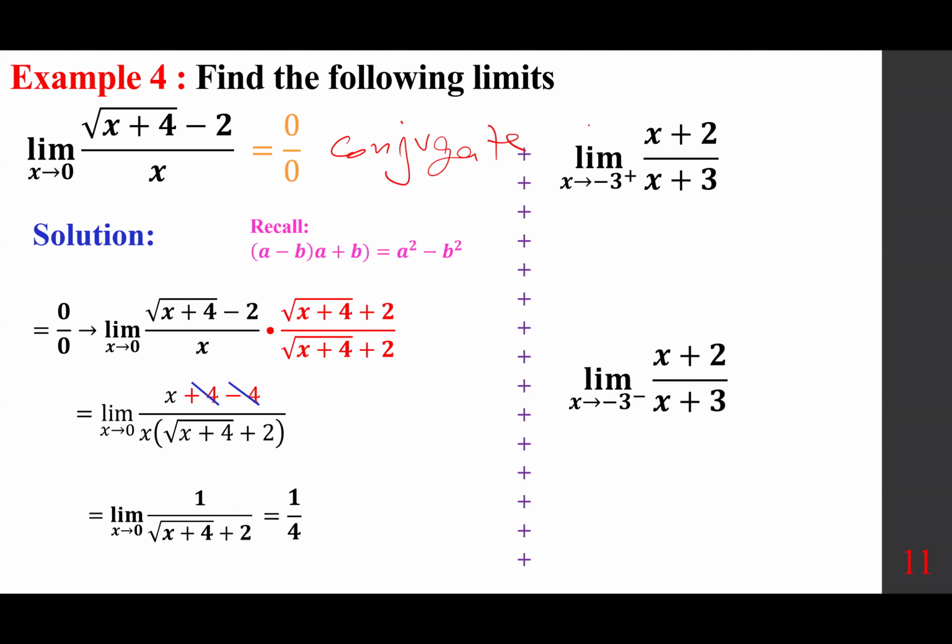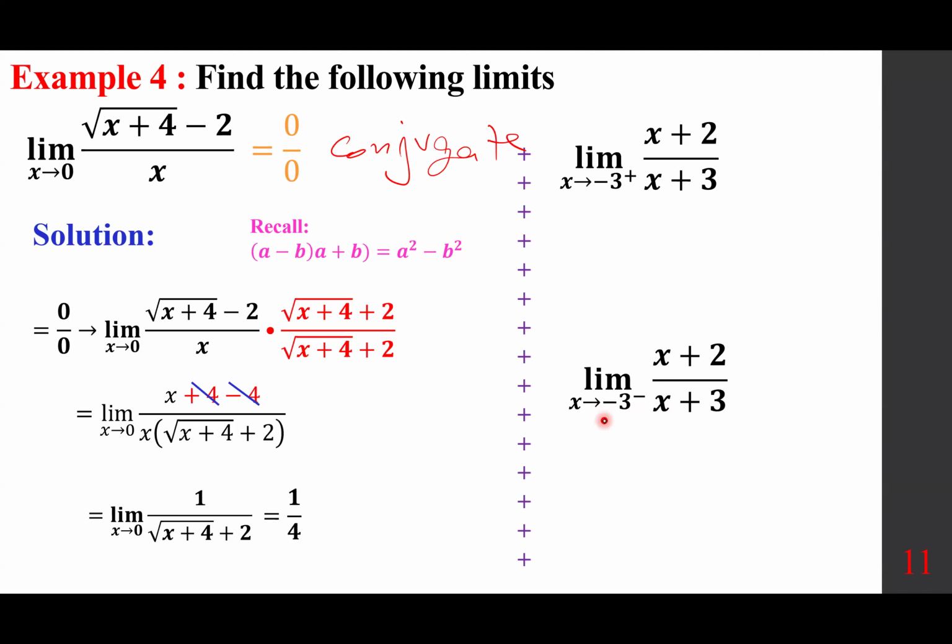Now, I want to look at these two questions together, and you'll see in a moment why. If you look at the top one, the limit of x plus 2 over x plus 3 as x approaches negative 3 from the right, and the bottom one, limit of x plus 2 over x plus 3, the same function, but this time as x approaches negative 3 from the left.